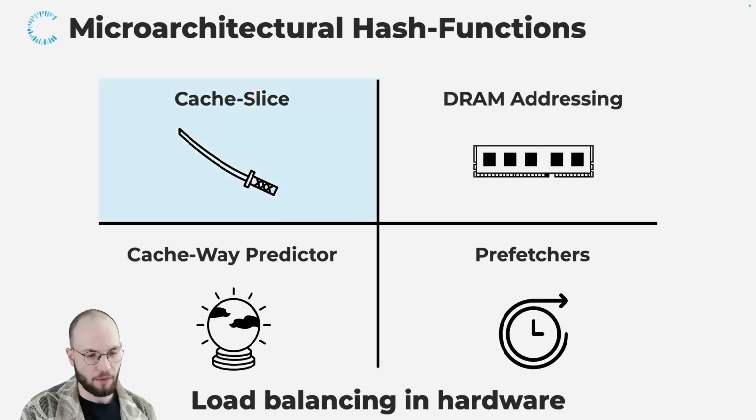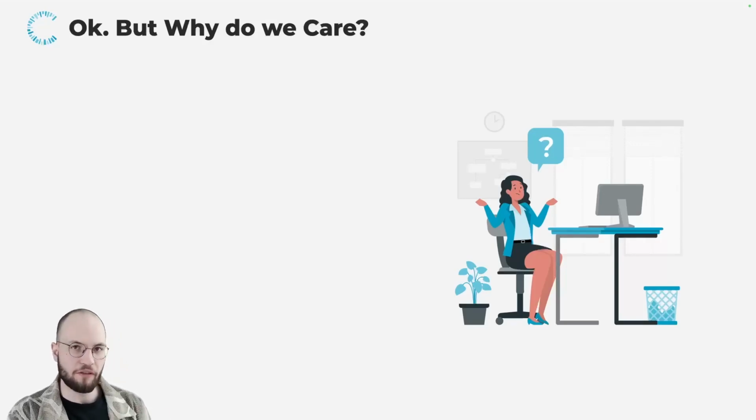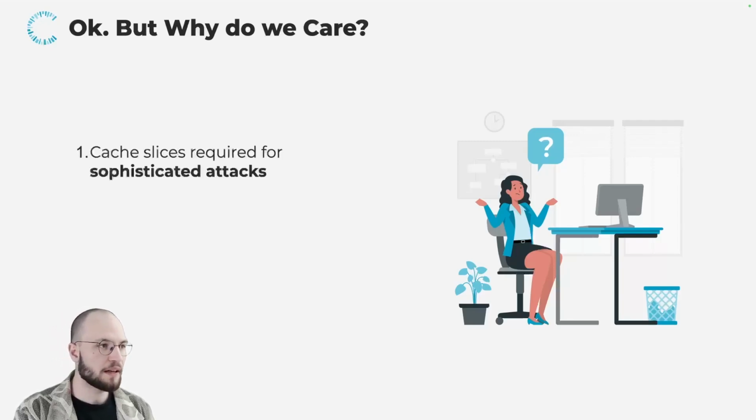So why do we care? Why would we need to know about them? Well, we found, first of all, three different very compelling use cases why one should care about such functions. First, on the attacker side, you need them for sophisticated attacks. If you target a special part of the hardware, you need to know what you're targeting. So if you, for example, mount side channel attacks on the cache, you want to know which slice the victim is accessing so that I can target that. So you would need to know this function.